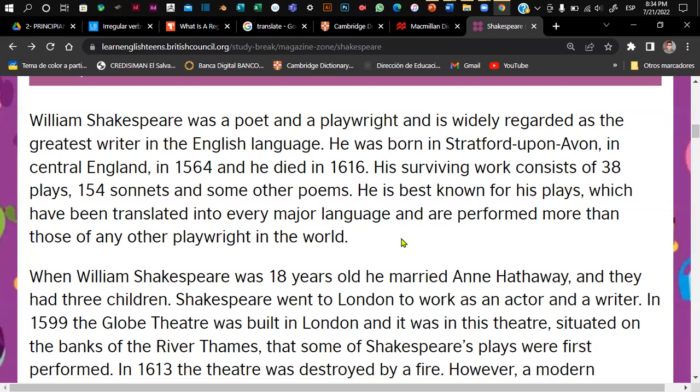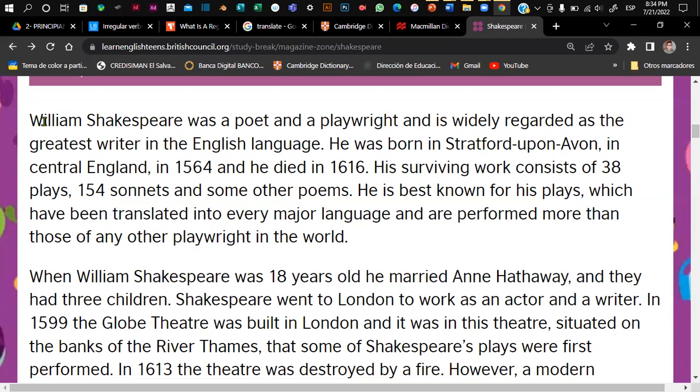1616. His surviving work consists of 38 plays, 154 sonnets, and some other poems. He is best known for his plays, which have been translated into every major language and are performed more than those of any other playwright in the world. Thank you, Victor.